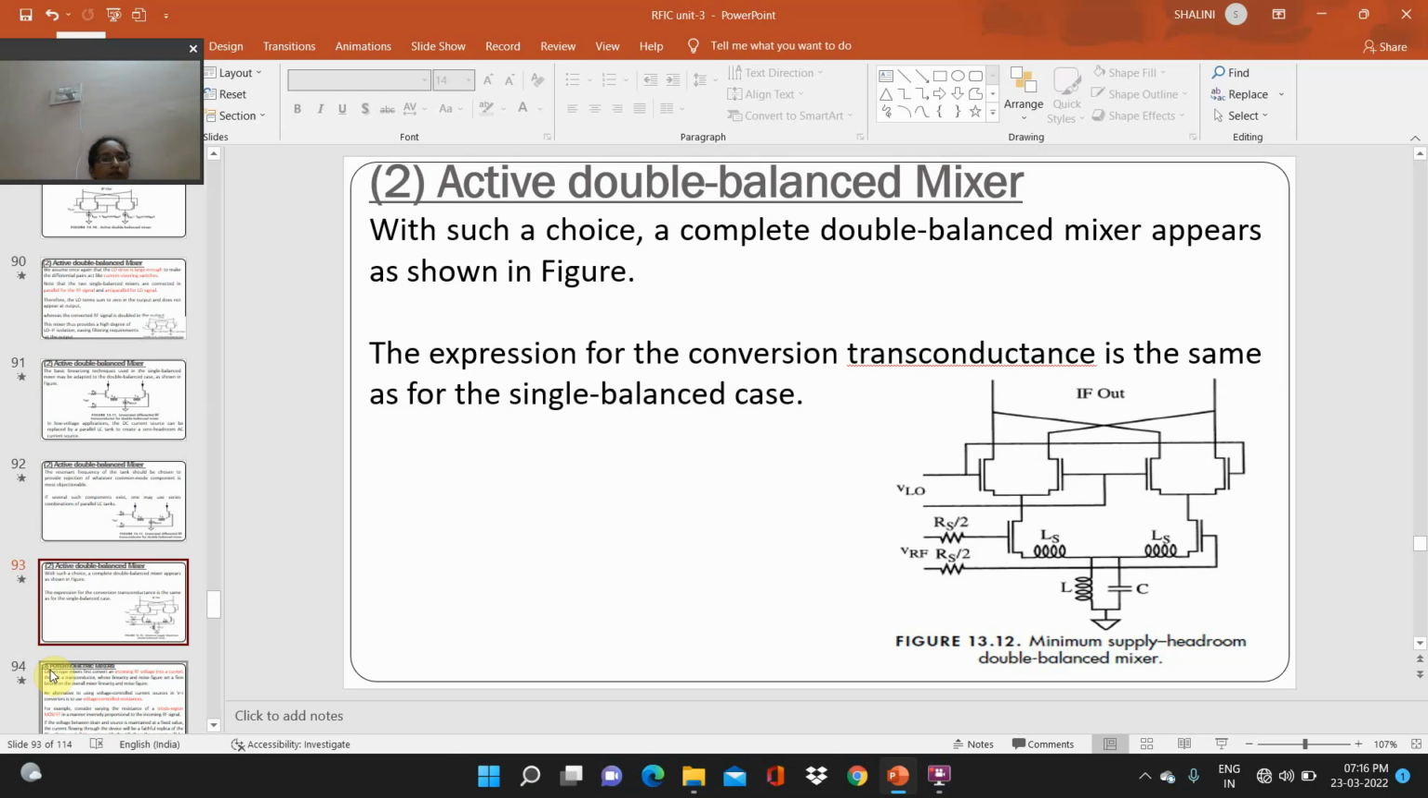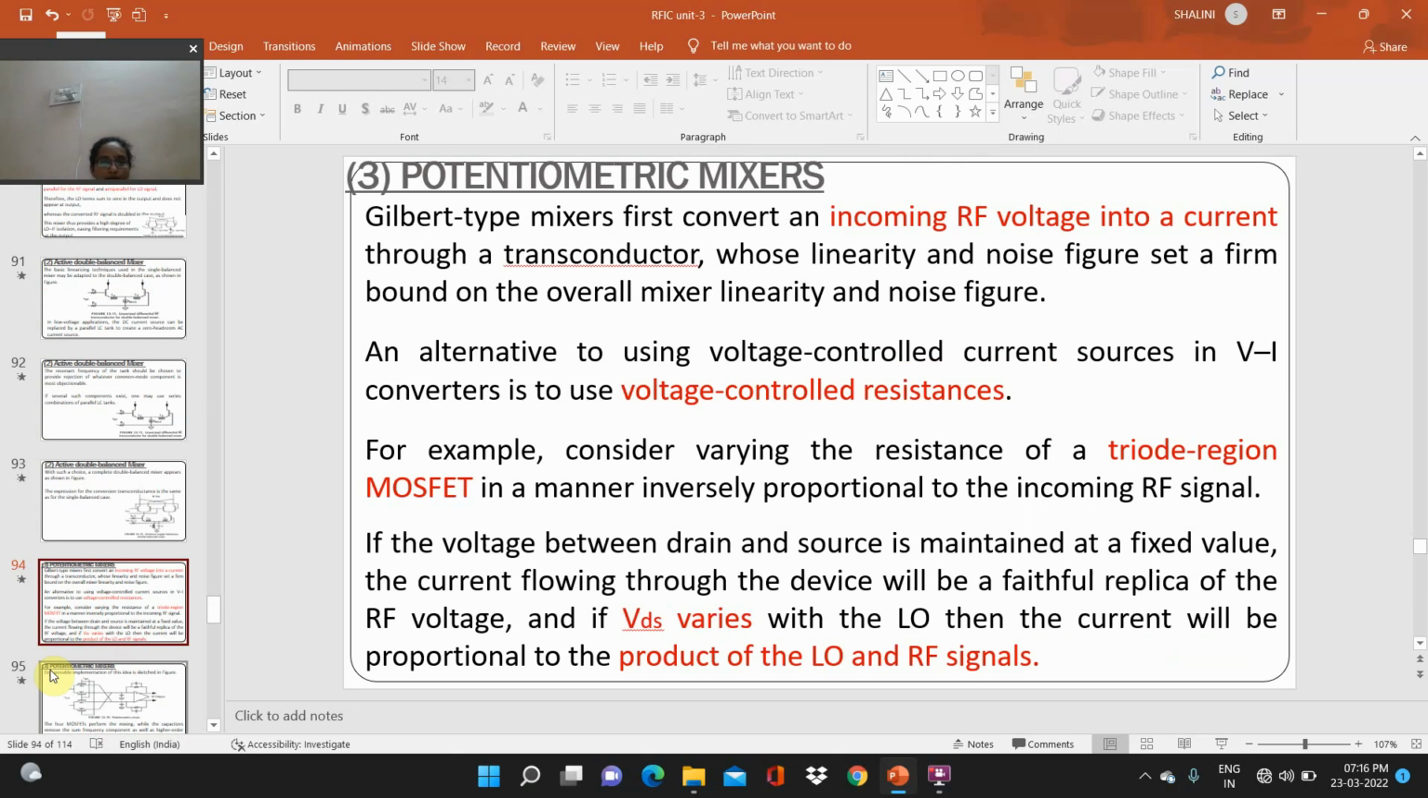The expression for the conversion transconductance is the same as for the single balanced case. Next, potentiometric mixers. What are these potentiometric mixers? Gilbert type mixers first convert an incoming RF voltage into a current through a transconductor whose linearity and noise figure set a firm bound on the overall mixer linearity and noise figure.